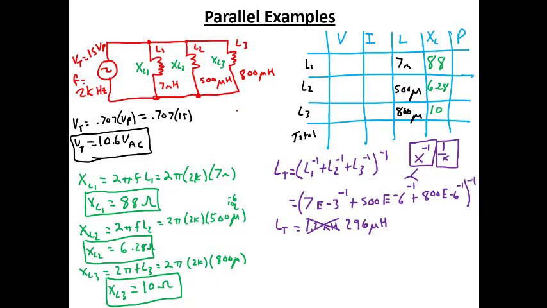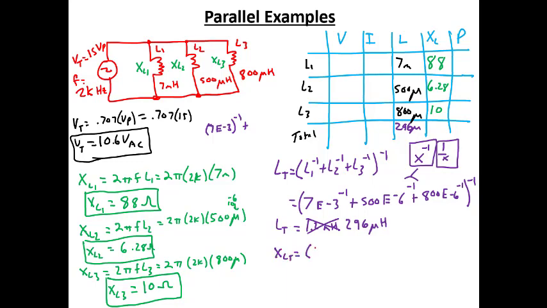On my calculator, the way I had to type it in was each of the terms: 7e to the negative 3 in a parenthesis and then negative 1, and then add to each one. Then I hit equal, and then I inverted it. So with a new calculator, it should be 296 microhenries.